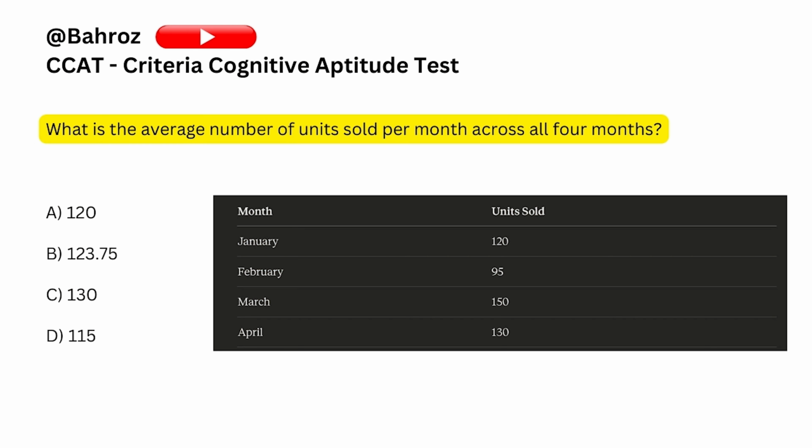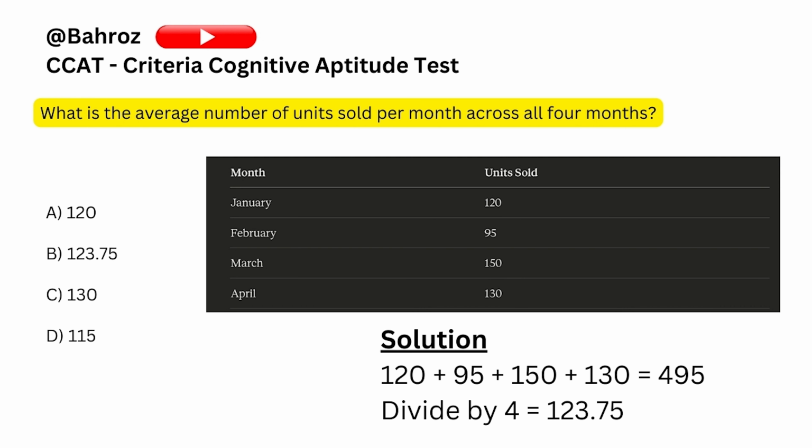Next sample question. What is the average number of units sold per month across all 4 months? To get the average, you add all 4 values and divide by 4. 120 plus 95 is 215. 215 plus 150 is 365. 365 plus 130 is 495. 495 divided by 4 is 123.75. If the answer options include numbers that are already visible in the table, treat those as warning signs. They are almost always there to catch people who did not calculate.